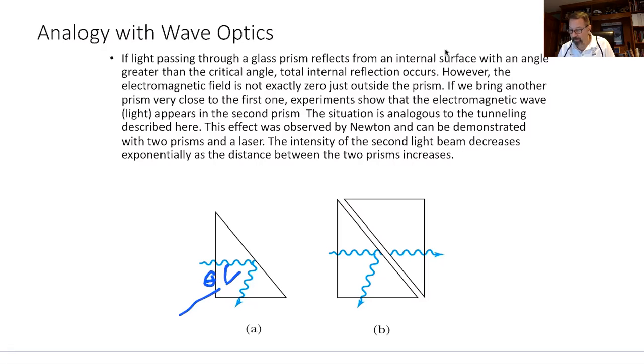Scientists have found that if they bring a second prism nearby to that surface where the total internal reflection is, creating a barrier right there, and they get close enough, the probability that the particle or the wave could be in that barrier is great enough that if you bring a second piece of glass nearby, you can catch some of the wave and allow it to come through.